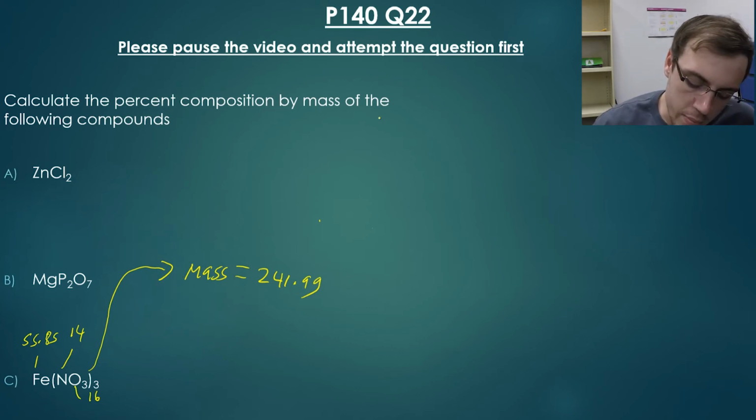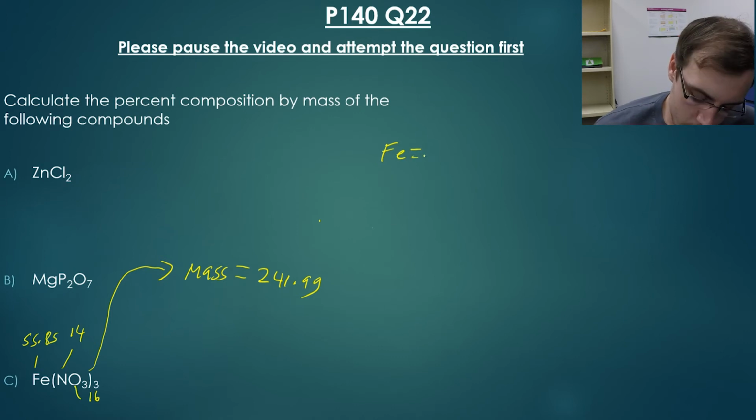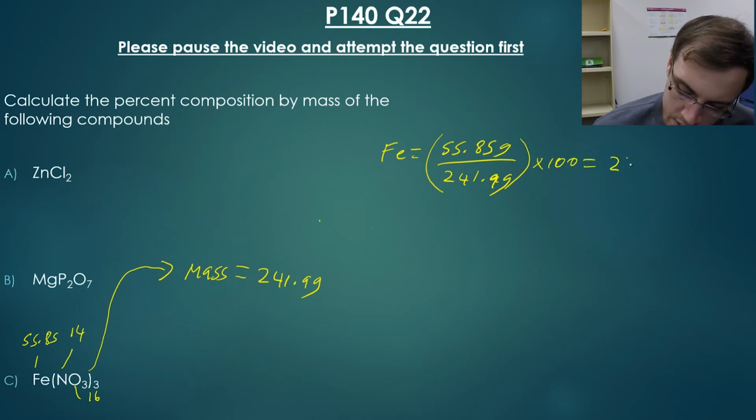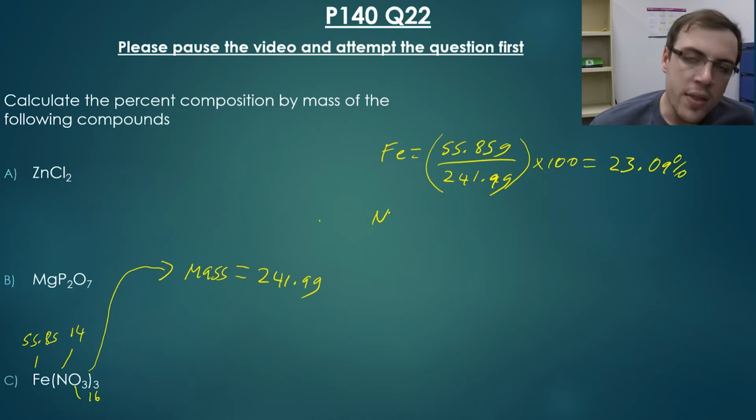Now again, we calculate our percentages of this. The percentage for iron is going to be 55.85 grams divided by 241.9 grams, which gives 23.09%.